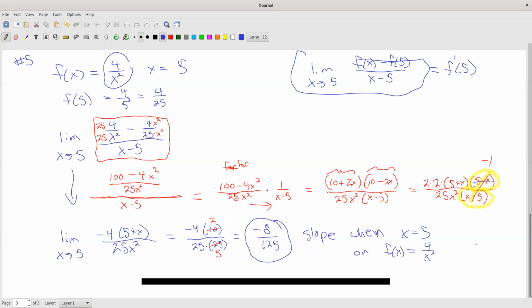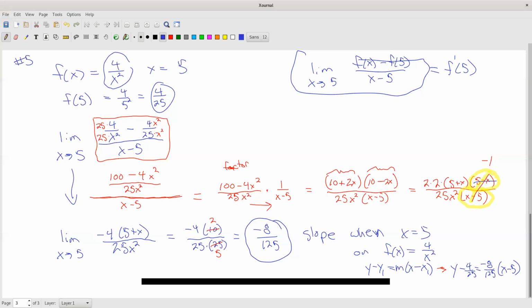And to check that, we graph the tangent line. And the tangent line would be that y minus y1 equals m times x minus x1, which we've done before. So if we do that here, we get y minus y1 is 4/25 equals the slope -8/125 times x minus 5.